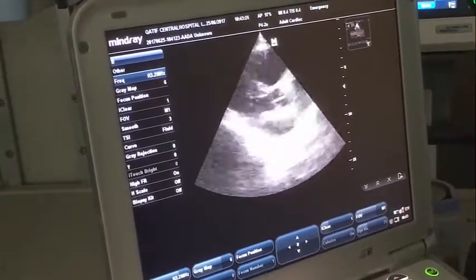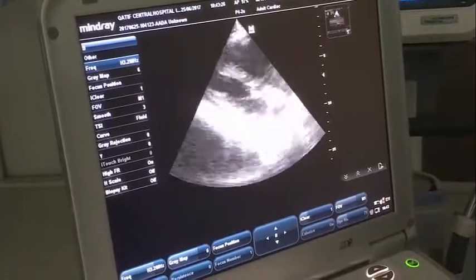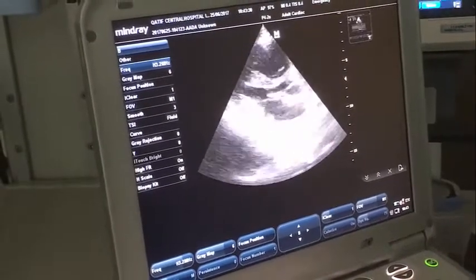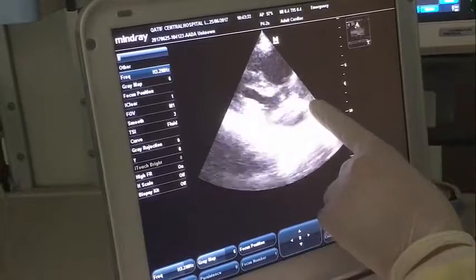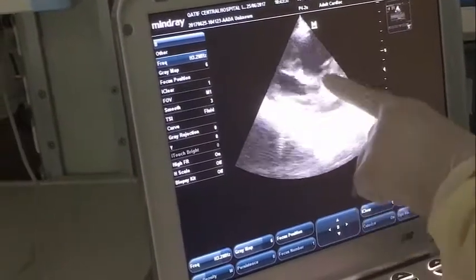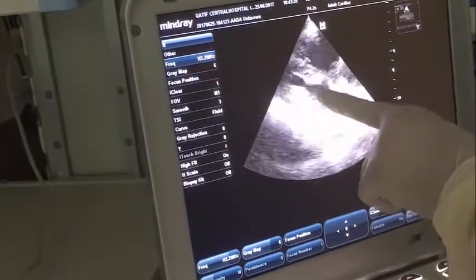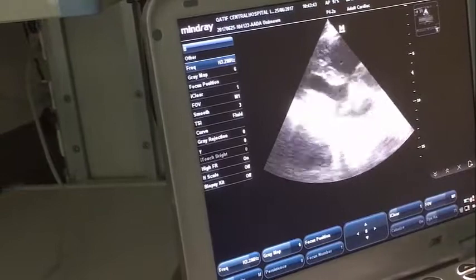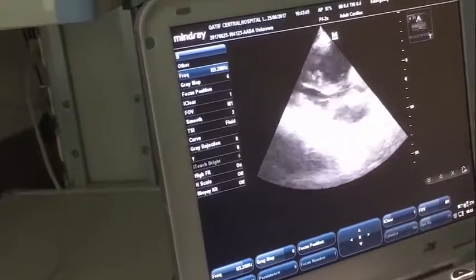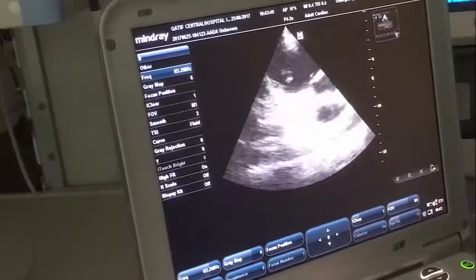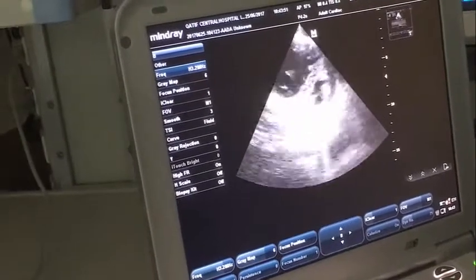As you see here, this is the parasternal long axis view of the patient. You see here, the patient is tachycardic. There is a dilated right ventricle, and as you see here, a kissing left ventricle, and there is septal dyskinesia because of this hypertrophy. I will put the patient now in the short axis view.